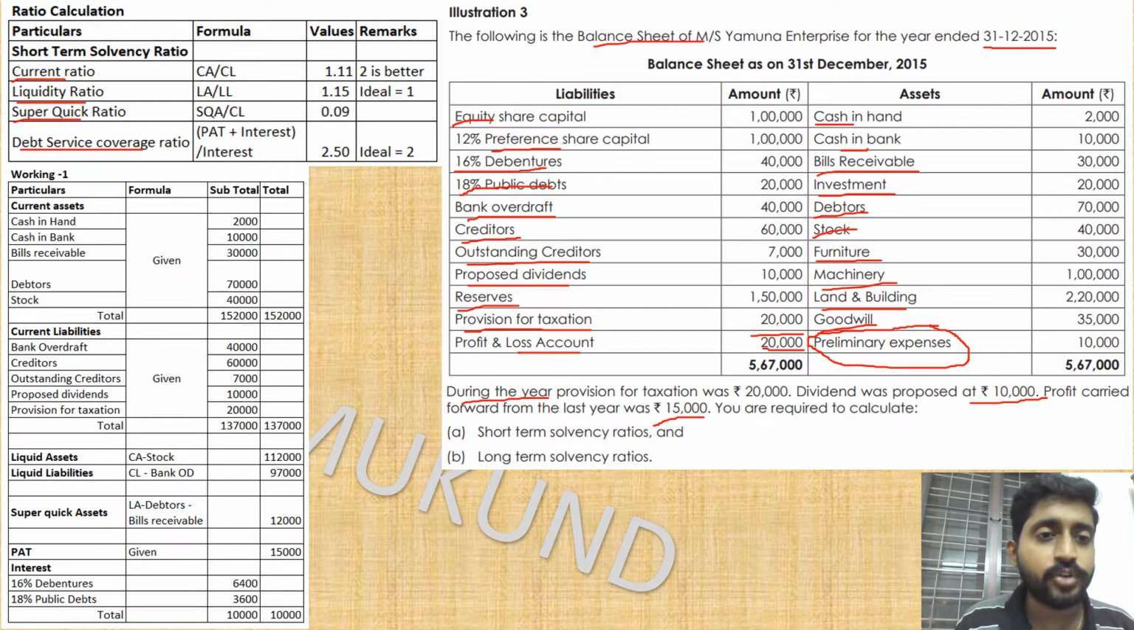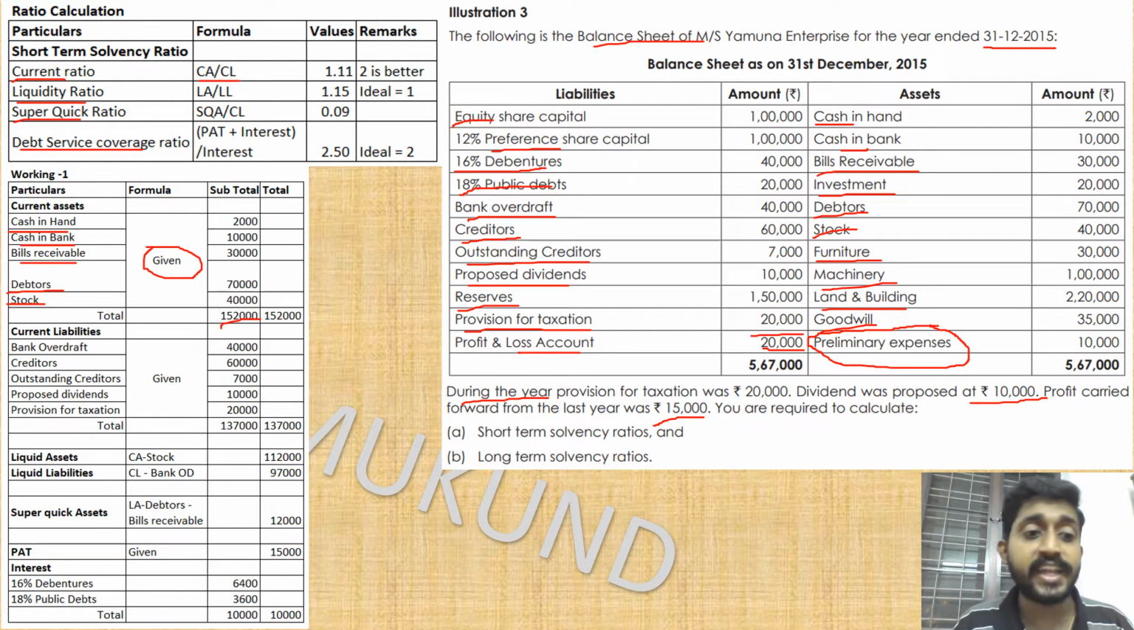For current ratio, what is required? Current assets divided by current liability. So we have to find the current assets and current liability. What is current assets? Cash in hand is a current asset. Cash in bank is a current asset. Bills receivable, debtors, and stock. All these put together is the current assets. You can total it. All the detail is given in the question itself, so you can find the current assets value.